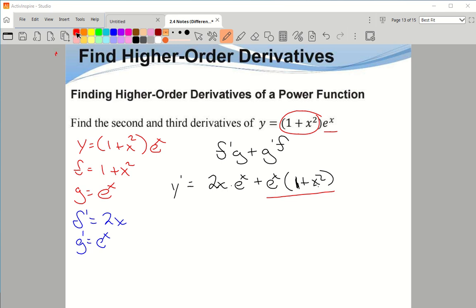No. So when I'm looking for the second derivative, so y double prime, I don't have to redo that. Could I just actually state that again? Because the derivative of just this portion right here is going to be 2x e to the x plus e to the x times 1 plus x squared, close. So that right there is the derivative of just the red piece.